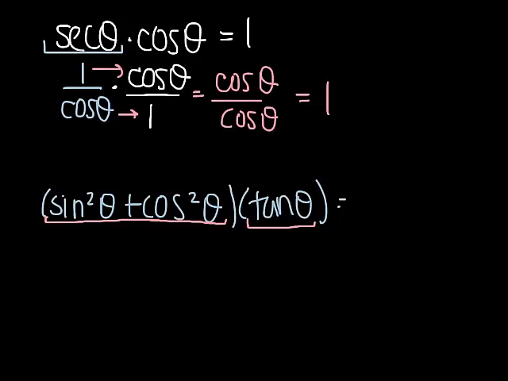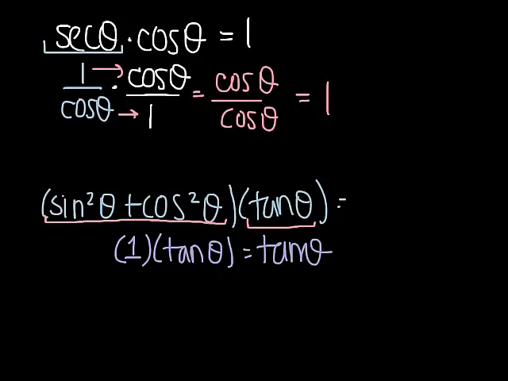Remember that we know from our previous slide that sine squared plus cosine squared is actually equal to 1. So I can replace this entire parentheses with the number 1. And if I take 1 and multiply by tangent, I'm just going to get tangent. So this whole expression here simplifies to tangent.